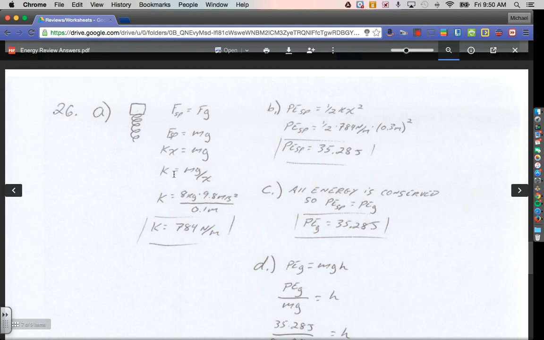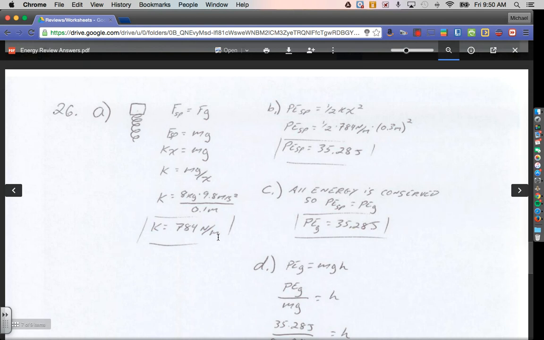Solving for k, we just have to divide the amount the spring was squished, the x, the distance that it was compressed, over to the right side and plug in our numbers. We get 8 kilograms times 9.8 meters per second squared divided by 0.1 meter. So we get a k value of 784 newtons per meter. That's how much force it takes to compress the spring 1 meter.